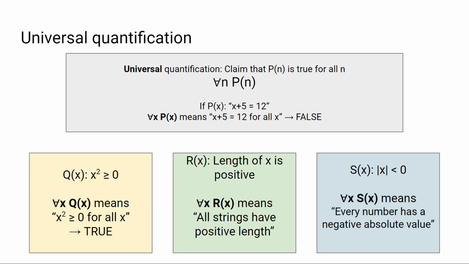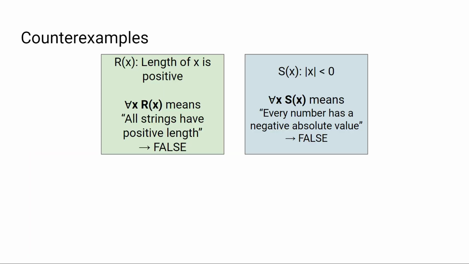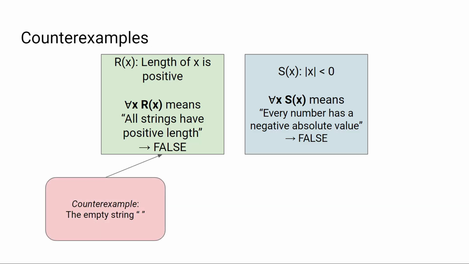So in these examples, both universally quantified statements are false. It's not the case that for every string x, the length of x is positive, because there is such a thing as a string of length 0, namely the empty string. So "for all x, R of x" is false because we found what's called a counterexample, a single example that shows us that R of x is sometimes false, therefore not always true.